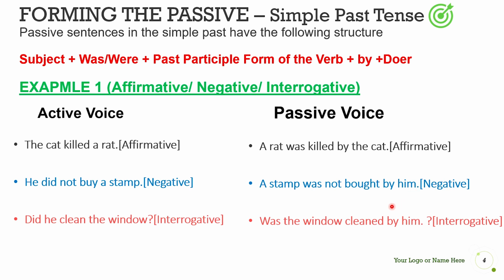This is the example of the interrogative form of passive voice. Did he clean the window? It is the interrogative form of active voice. Was the window cleaned by him? Is the interrogative form of passive voice. You can study these examples carefully and do the given activities.